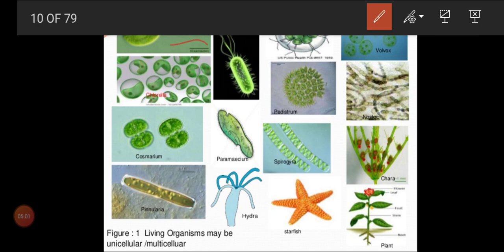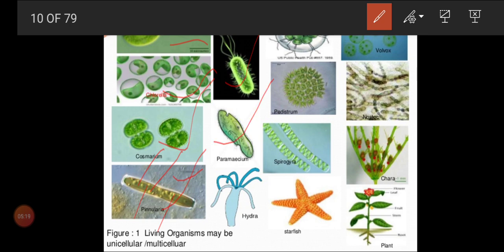So Chlamydomonas is a single cellular algae with flagella. Chlorella is a single cellular algae without any flagella. Closterium is an algae with small cilia. And in Pinnularia, we can see many nucleus-like structures, a coenobium condition. And this is Escherichia coli, a bacteria, single cell.